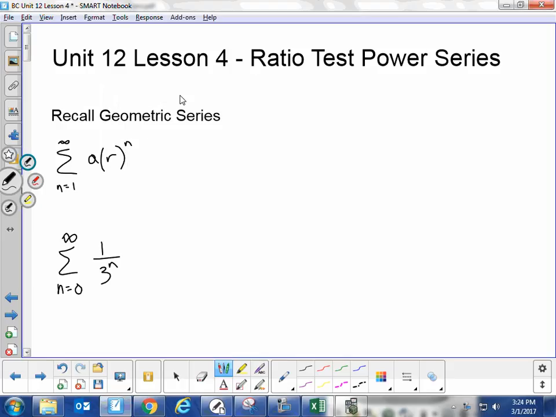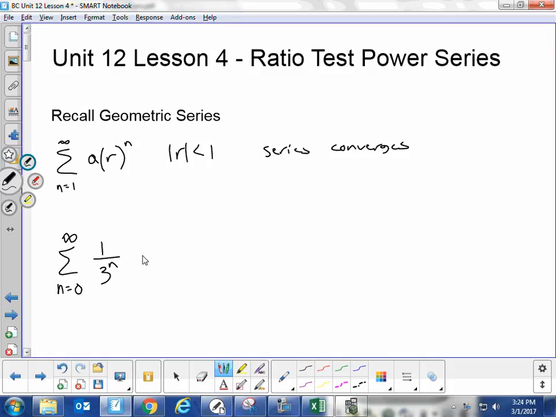Okay, let's remember geometric series, the first type of series that we talked about. Okay, a times r to the n. We knew that when the absolute value of r was less than 1, then we converged. Okay, if it's greater than or equal to 1, it would diverge.